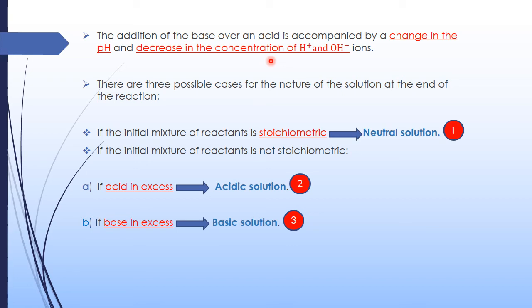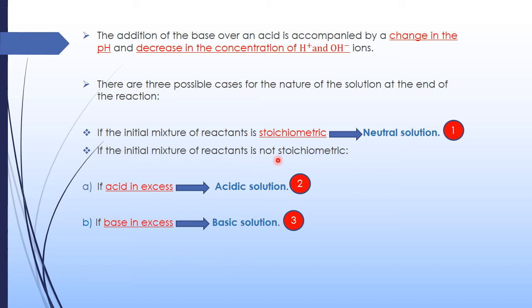At the end of the reaction, there are three possible cases for the nature of the solution, whether it's neutral, acidic, or basic, according to the initial mixture. If the initial mixture of reactants is stoichiometric, what do I mean by stoichiometric? That both reactants, here the acid and the base, reacted completely. So at the end of the reaction, the solution is said to be neutral since acid and base reacted completely.